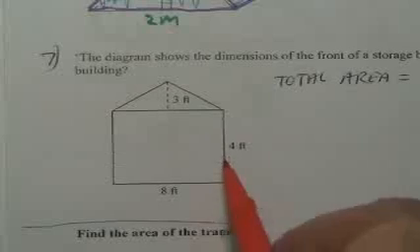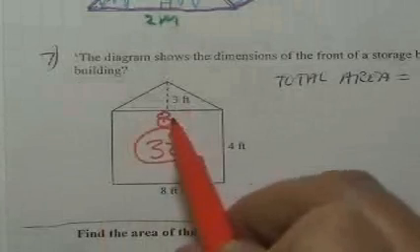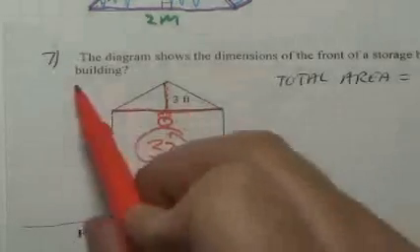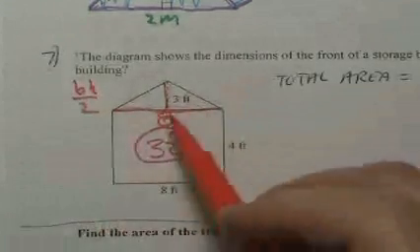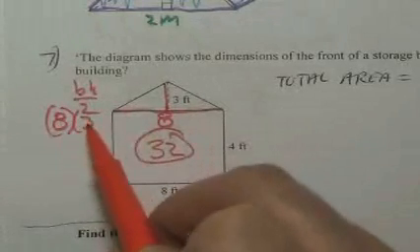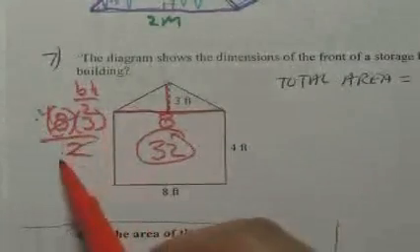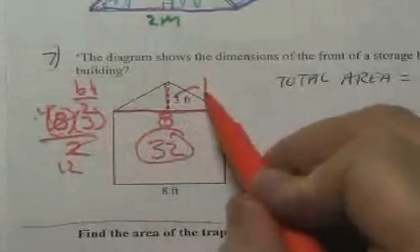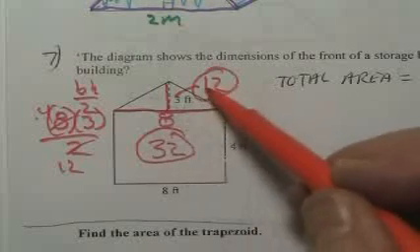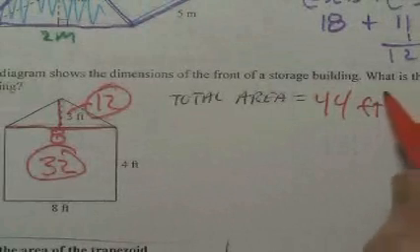Number 7, this is 8 by 4, so this is 32 inside here. Now this is 8 up here. So this is 8, and this is 3. Remember, area of a triangle is base height over 2. It's half of the base height. So that would be 8 times 3 divided by 2. Well, half of 8 is 4. 4 times 3 is 12. So this area right here is 12. So I have 32 and 12. Together that makes 44. So the total area is 44 feet squared.